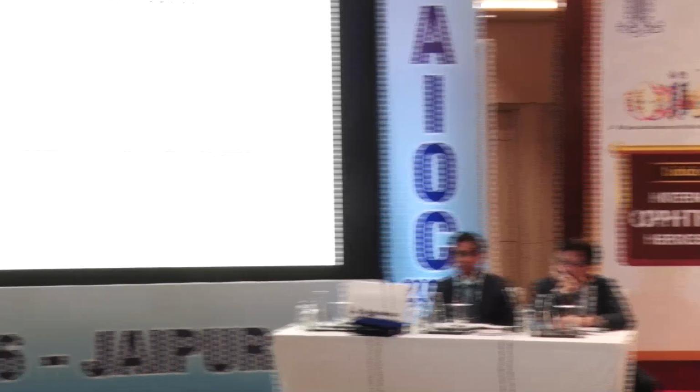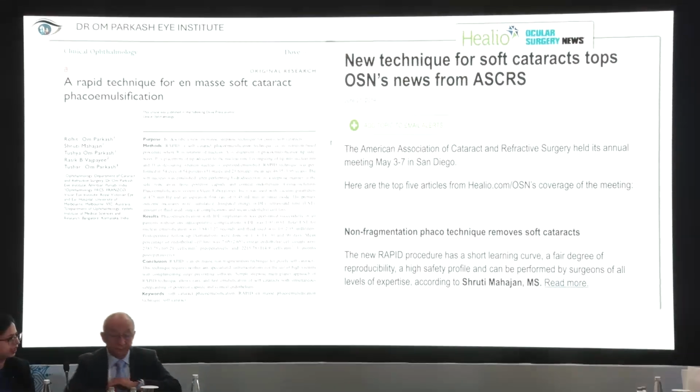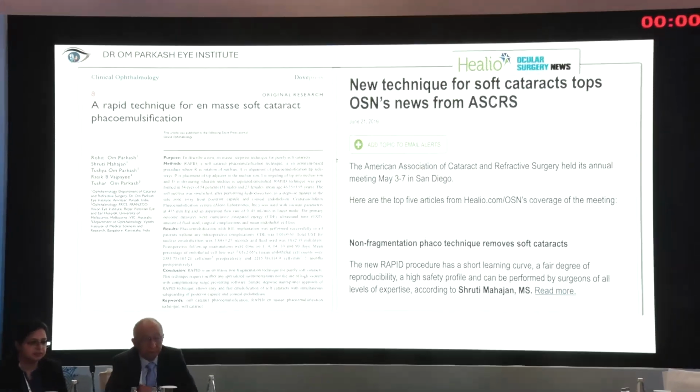So we all know that there are quite many challenges in doing a phacoemulsification in an ultra soft cataract. You can end up in a crater, it is difficult to divide, then you have a lot of corticocapsular adhesions, you're not able to rotate. So we came out with this technique a few years back. It's called the RAPID technique for ultra soft phacoemulsification.